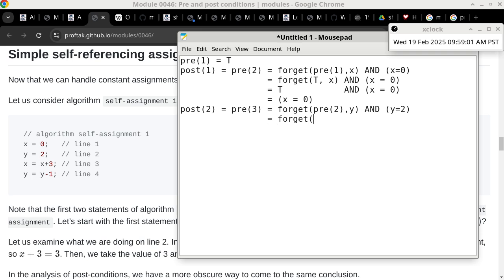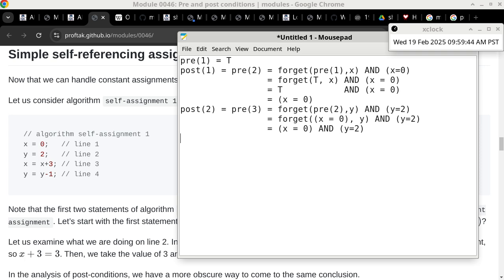So now we expand it and look at what pre 2 is. Pre 2 is just x equals 0. We forget everything that mentions y. Now we focus on this particular condition here. Does that mention anything about y? Nope. It says x equals 0, but it does not mention y, so there's nothing to forget. After the forget operation, we get x equals 0 again. But now we know y equals 2. Is that okay? Up to this point, it's a reapplication of what we learned earlier.